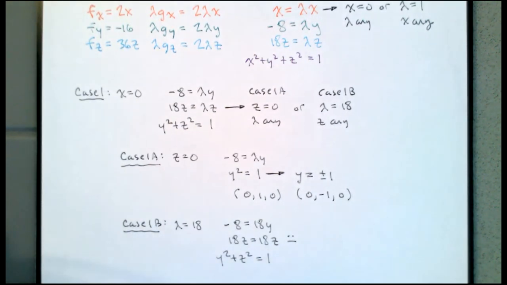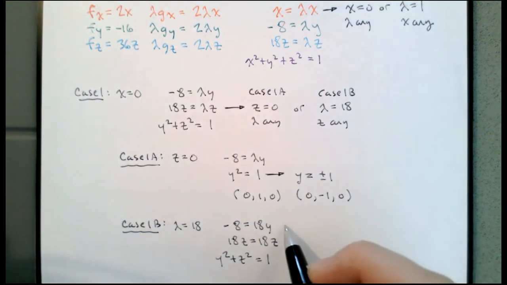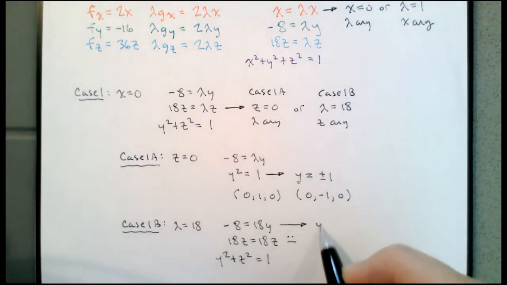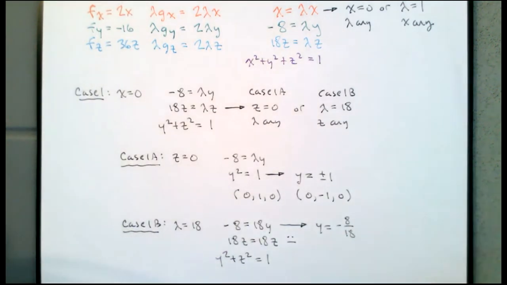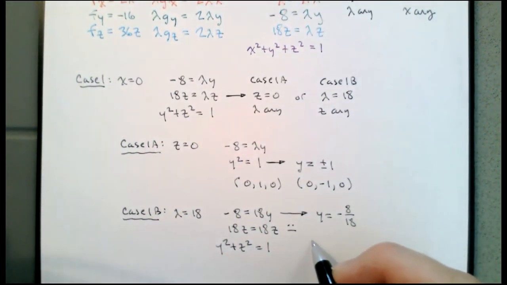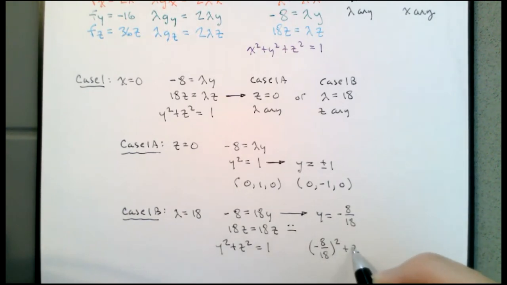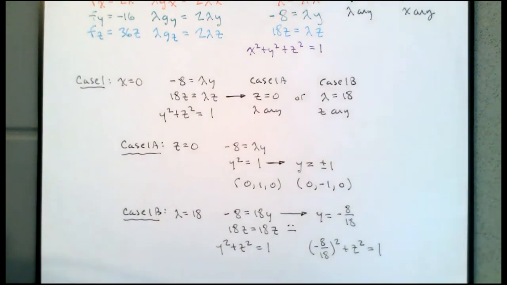This second equation is kind of useless. 18z is equal to 18z. It's like, oh, no kidding. But that first equation, -8 equals 18y, tells us something. It tells us that y is equal to -8 over 18. Once we have y is equal to -8 over 18, I can put that into the third equation. And now I'm going to get two different values for z.